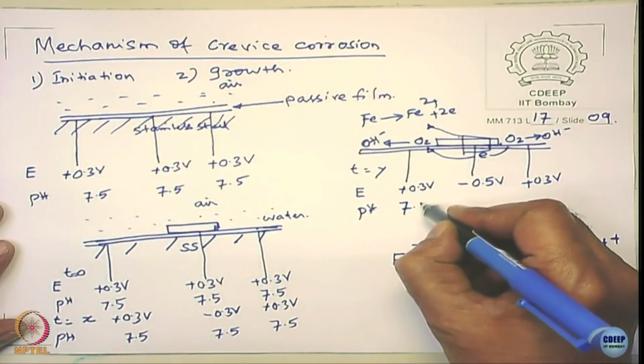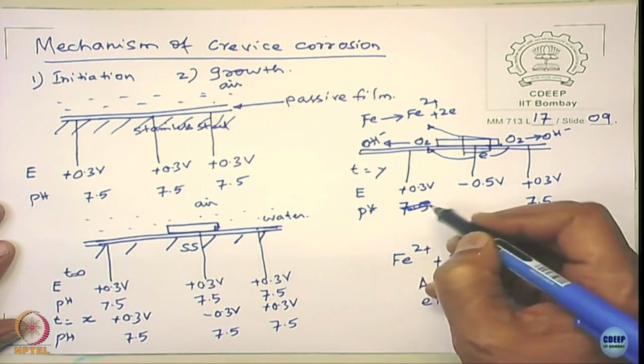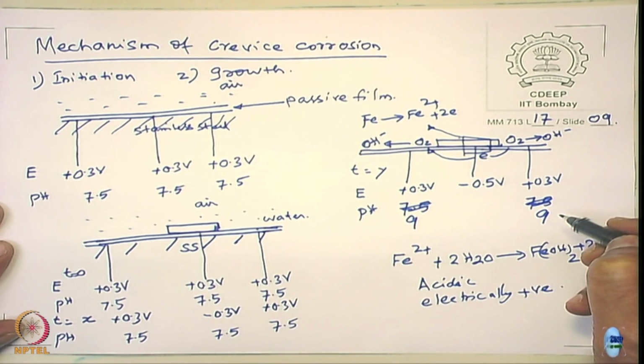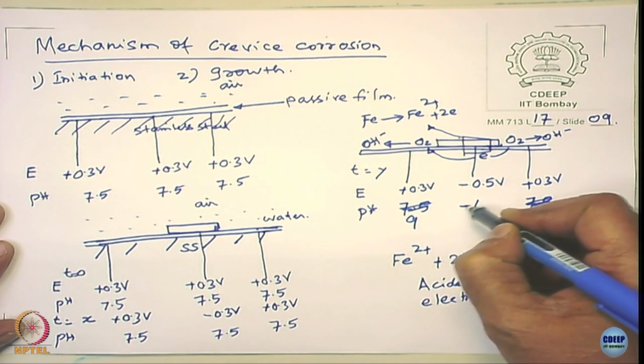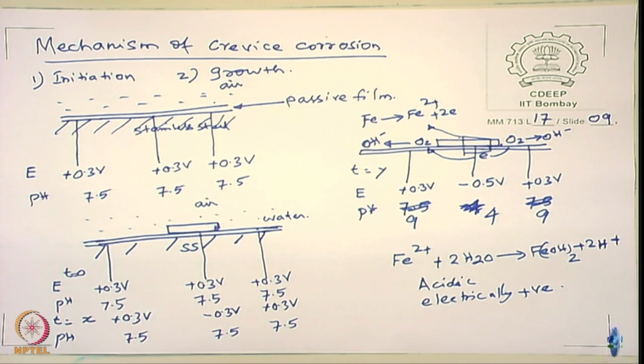So what will happen to pH now? The pH outside might remain almost the same, or it can become maybe 9, something like that, because the pH is increasing because of a cathodic reaction. Here the pH may go less, about 4. That becomes relatively acidic.